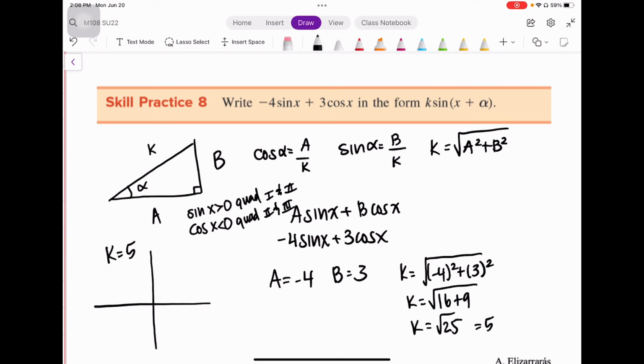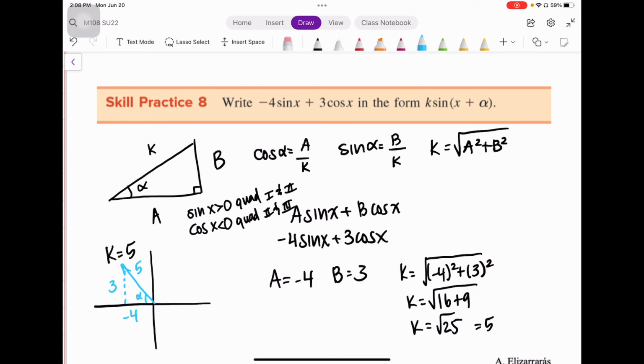Sine is positive in the first and second quadrants, and cosine is negative in the second and third quadrants. So for those both to be true, that the sine is positive and the cosine is negative, it has to be in the second quadrant. And in this case, we know that the hypotenuse is 5, the opposite is 3, and the adjacent is negative 4 because of cosine. So here's our triangle.